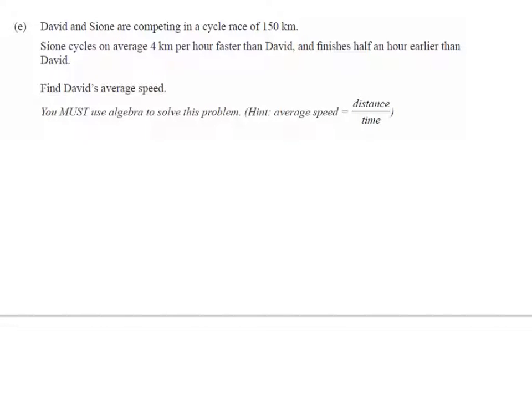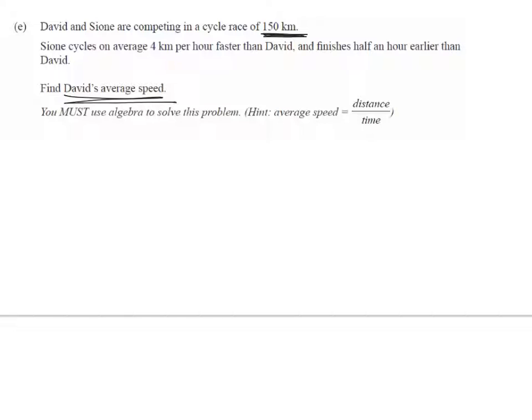Right, now here comes the last one. I think for most students, when they see a question like this, they kind of groan inside, but it's really not that bad if you just set your variables up right. David and Sione are competing in a cycle race of 150 kilometres. Sione cycles on average 4 kilometres per hour faster than David, and he finishes half an hour earlier than David. So find David's average speed. Let's look at what we know in here. We know the distance of the race is 150 kilometres, and we're looking for David's average speed.